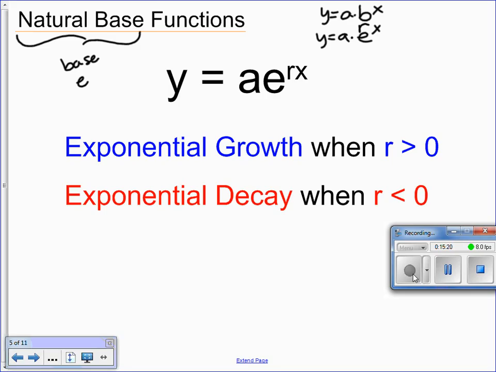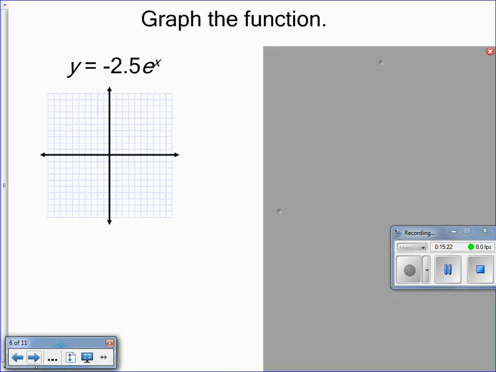Okay. So here's how we can use this to graph a function. Go ahead and write this function down into your notes, put this example in. This is what I'll be expecting from you on your homework assignment tonight. It's very similar to what we did back on day 1 when we talked about exponential growth and decay in section 6.1. So we're going to graph the function y equals negative 2.5 e to the x.